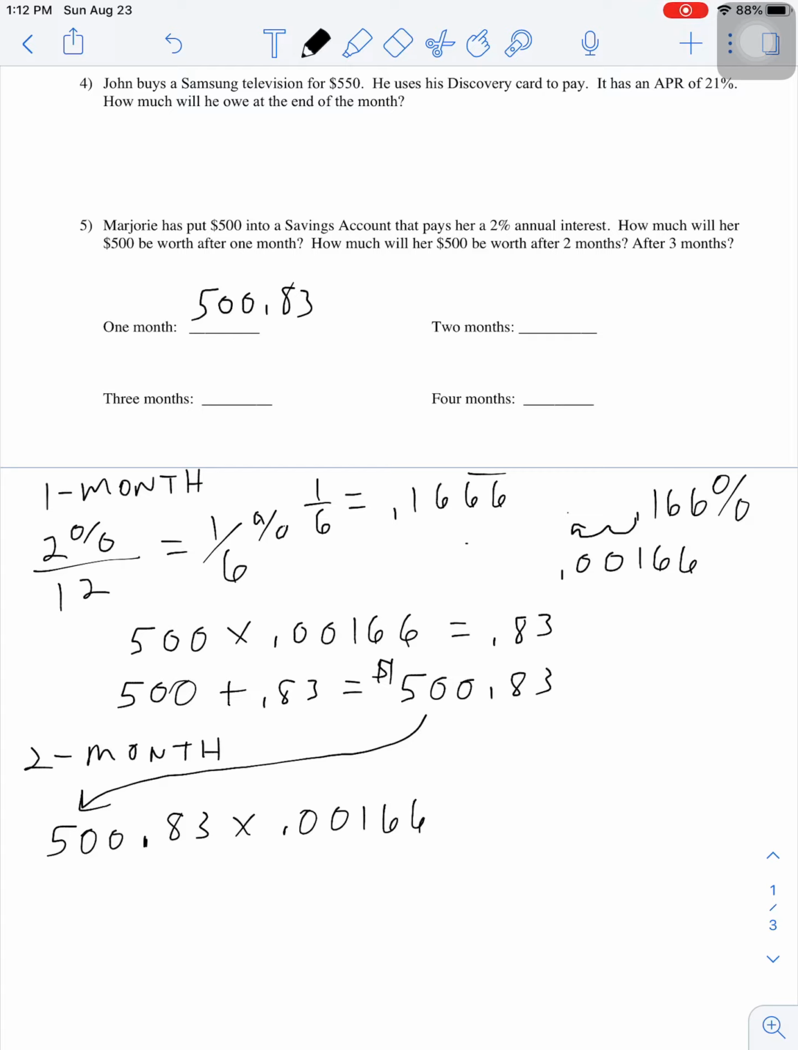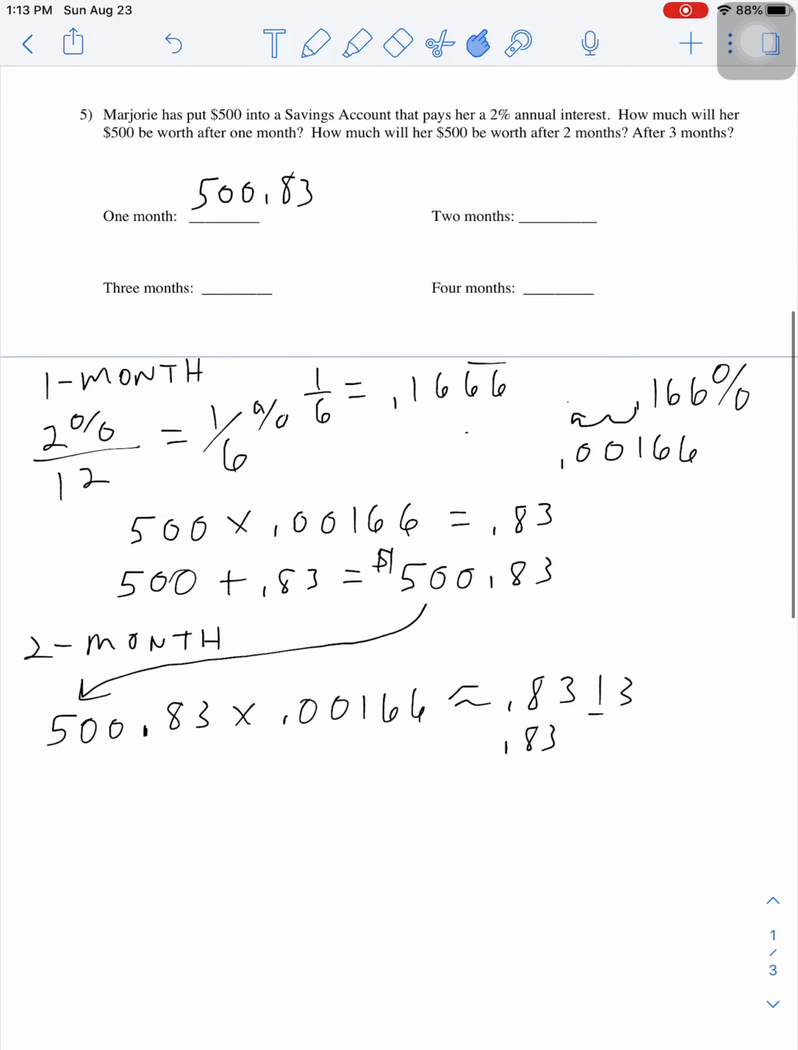And again, if this was the old applied math, believe it or not, you would have to calculate that by hand, but you can use a calculator. So this is roughly going to come out to be 0.8313. Now if I look at the 1, it's still going to keep my answer at 83 cents. So we didn't really get much movement off of the 2% annual interest, because we don't have that much money in the savings account.